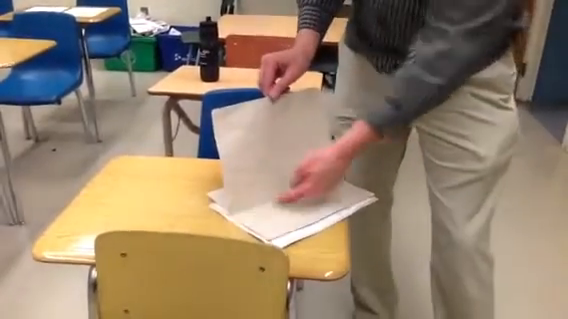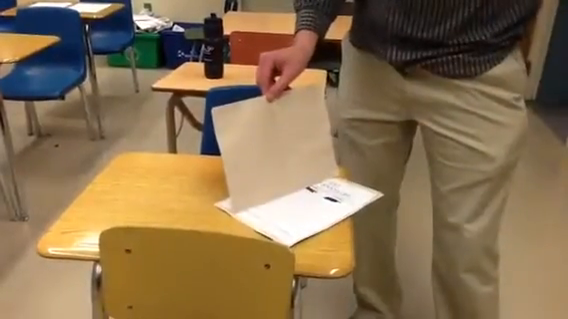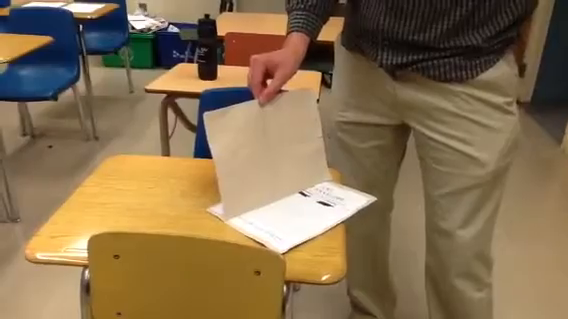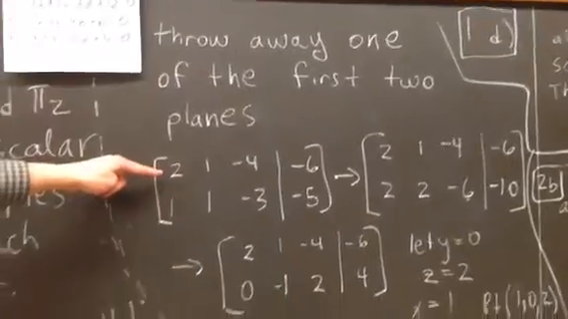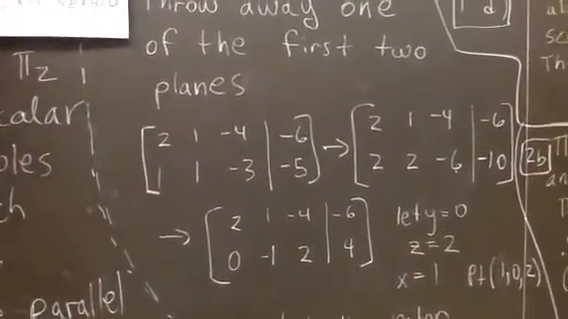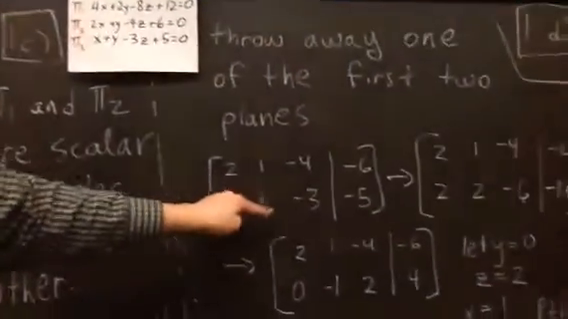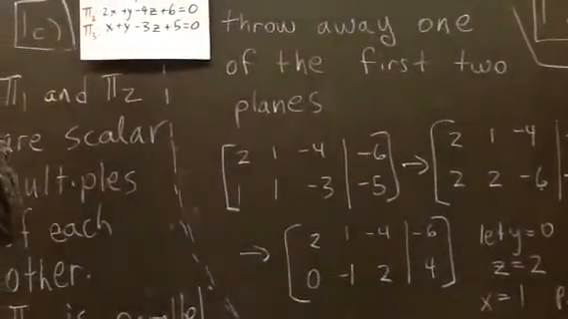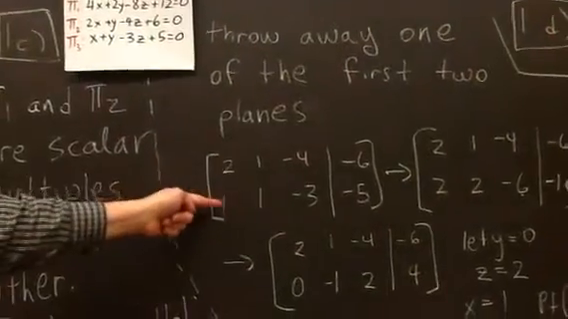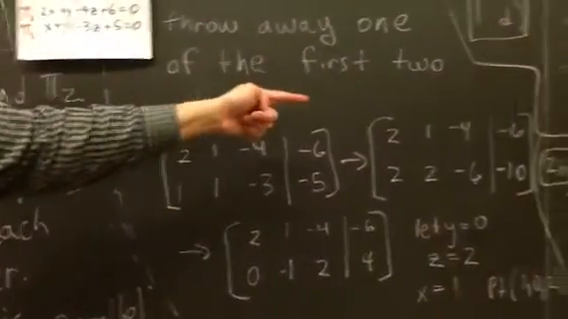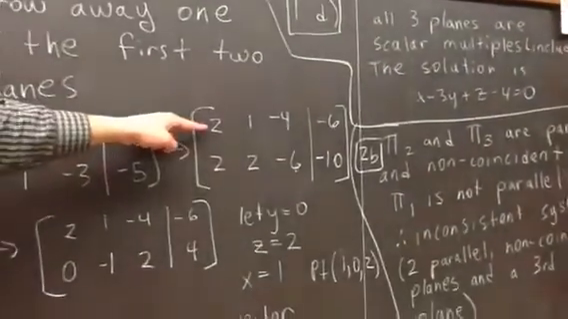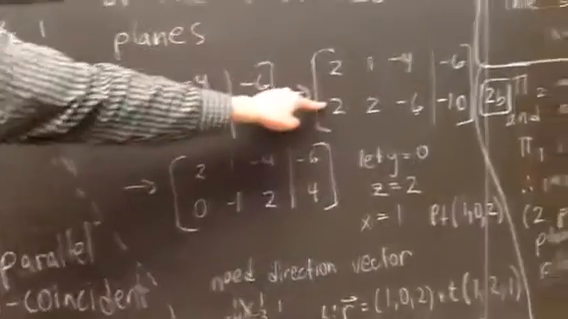In order to find the equation of that line, we can throw one of these planes away and find the intersection there. And that's what we do. We're going to throw away one of the first 2 planes. So we threw away plane 1, and we were left with plane 2 and plane 3. 2, 1, negative 4, negative 6, 1, 1, negative 3, negative 5. And we're simply, once we see that these are not parallel, we can find the line of intersection using our methods from 9.3. Multiply this row by 2.